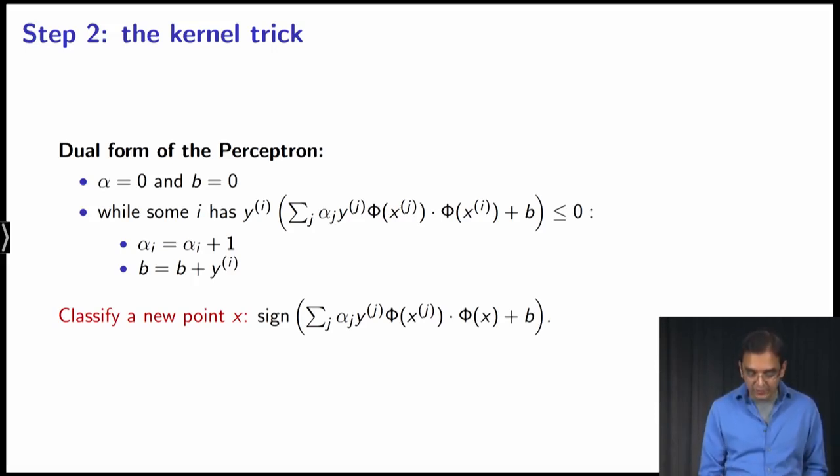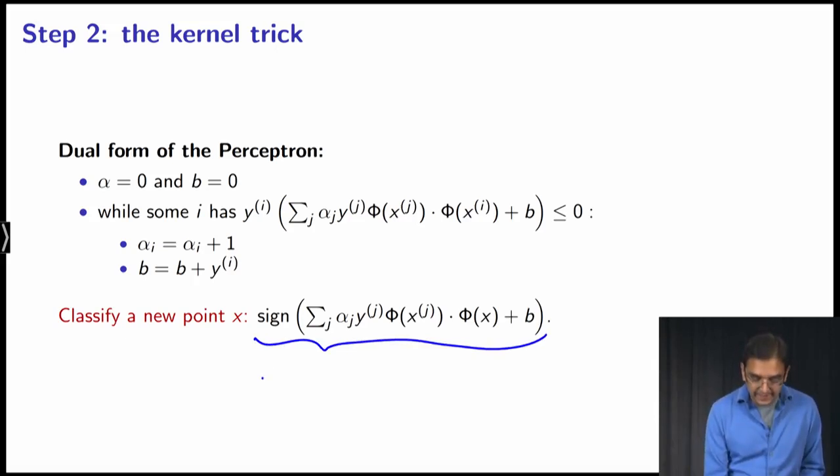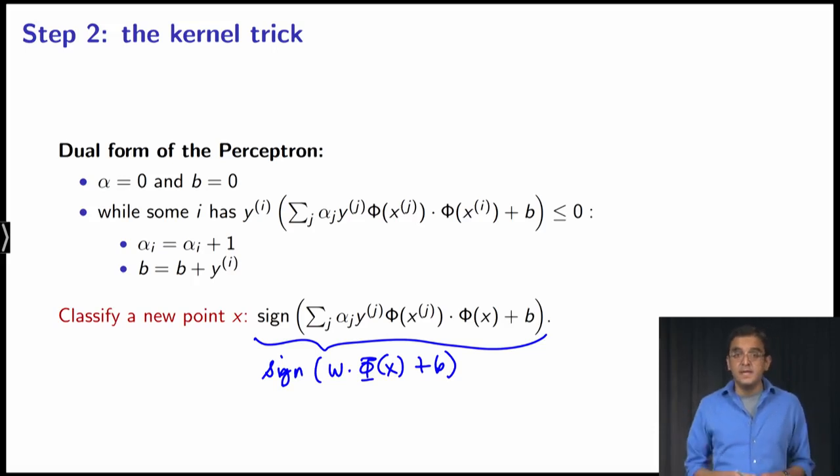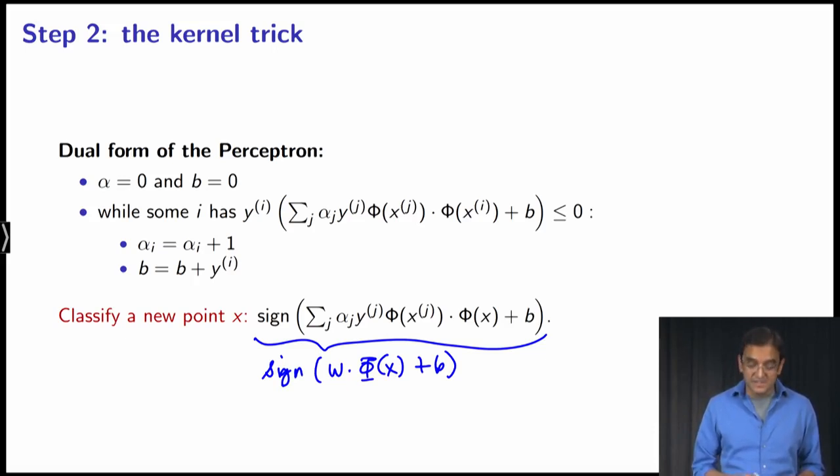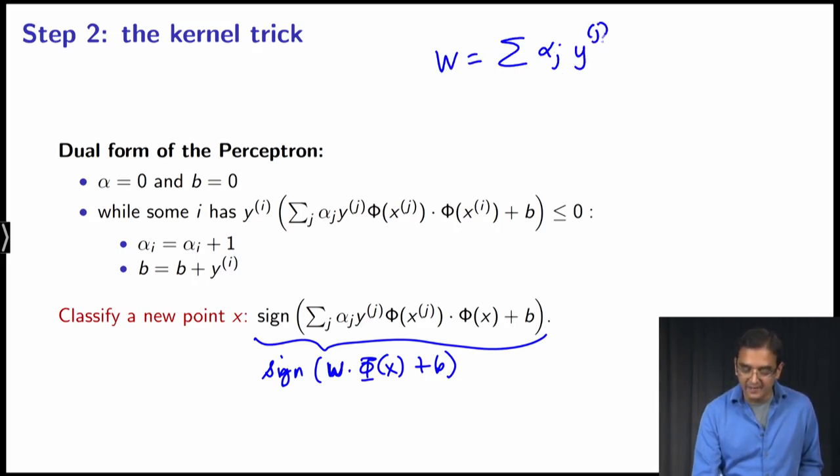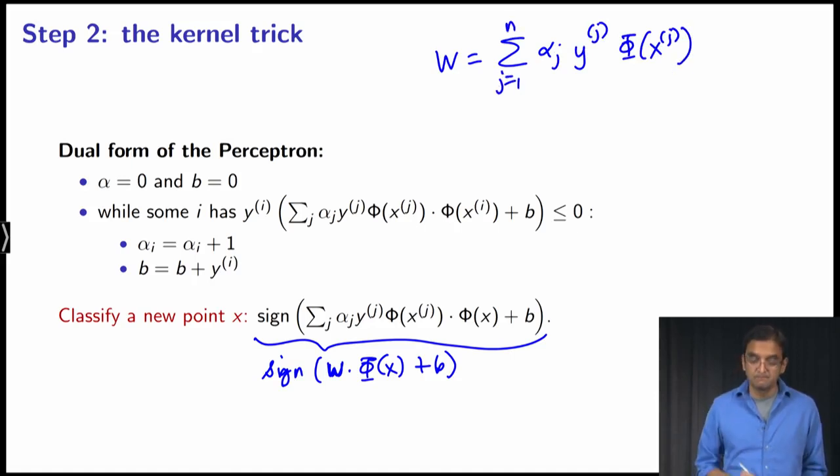To classify a new point, we simply use this formula here, where it's exactly the same as the sign of w dot phi of x plus b, except that we have substituted the expression for w using the coefficients alpha 1 through alpha n. We've substituted the formula w equals the sum of alpha j yj phi of xj.